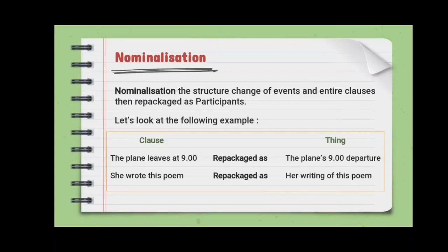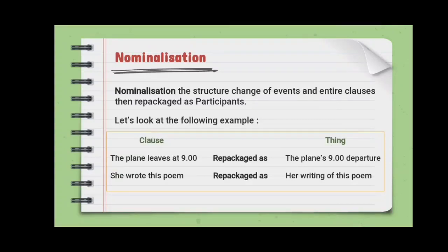The last material is nominalization. Nominalization is where structured chains of events and entire clauses are repackaged as participants. We can say that nominalization is the change of verb into noun or clause into nominal group. Now let's look at the following example. The first clause is the plane leaves at 9. Leaves here is process and 9 is circumstance.